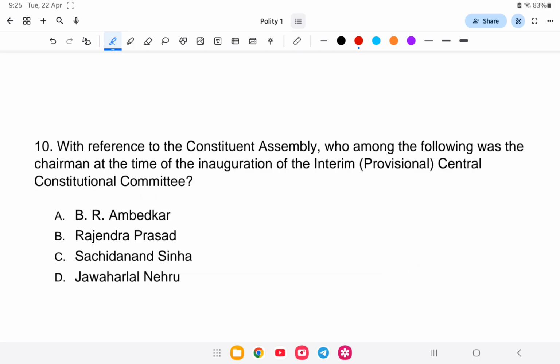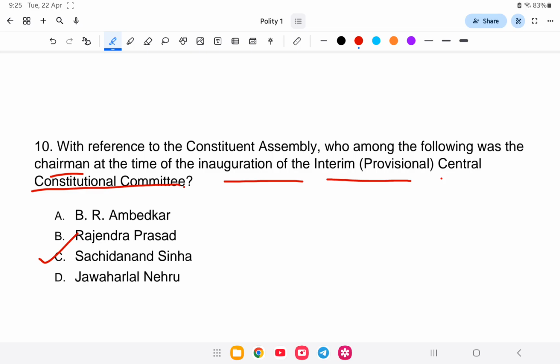With reference to the Constituent Assembly, who among the following was the chairman at the time of the inauguration of the interim Constituent Assembly? So the chairman of the interim committee. Usually the oldest member is chosen. So it was Mr. Sachchidananda Sinha. So this is the answer.